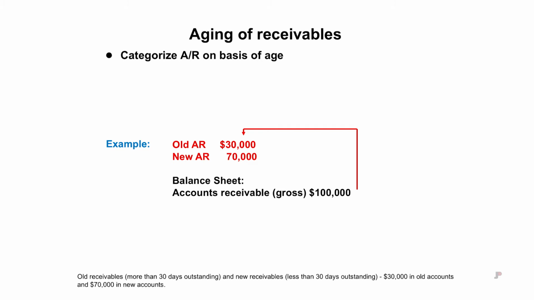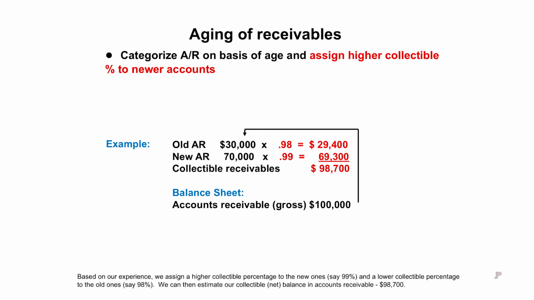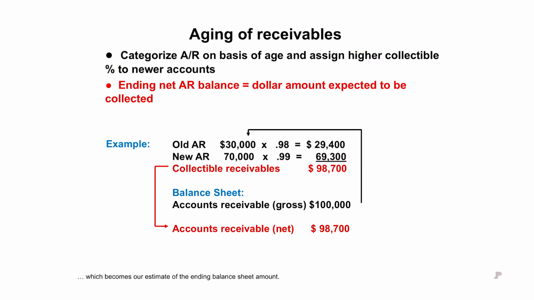$30,000 in old accounts and $70,000 in new accounts. Based on our experience, we assign a higher collectible percentage to the new ones, say 99%, and a lower collectible percentage to the old ones, say 98%. We can then estimate our collectible net balance in accounts receivable, $98,700, which becomes our estimate of the ending balance sheet amount.